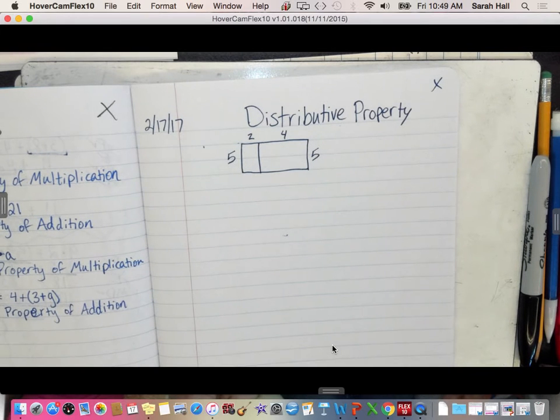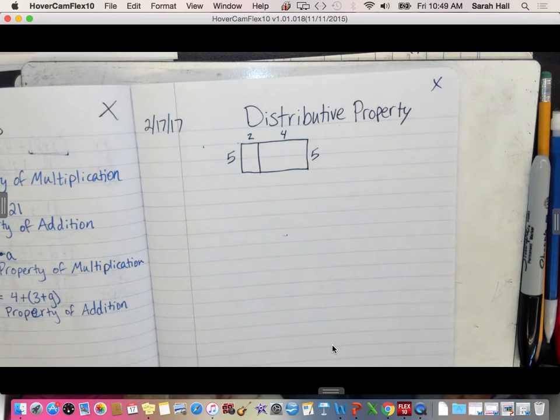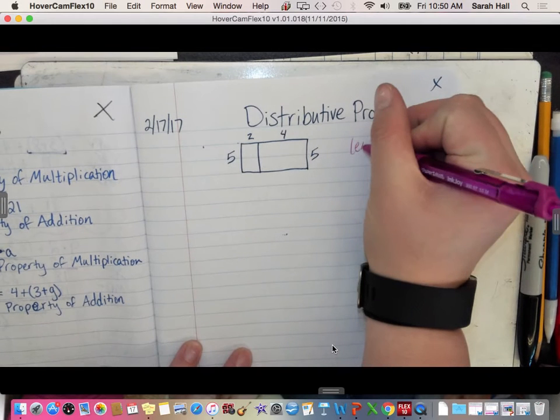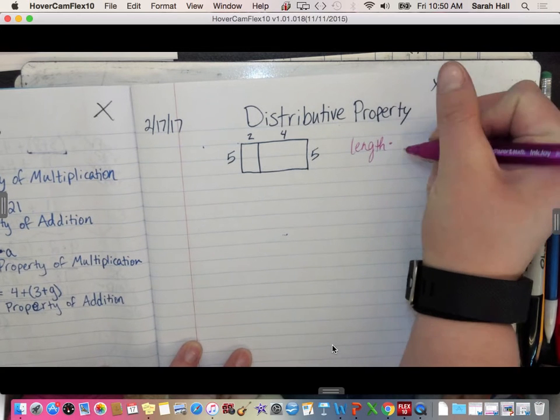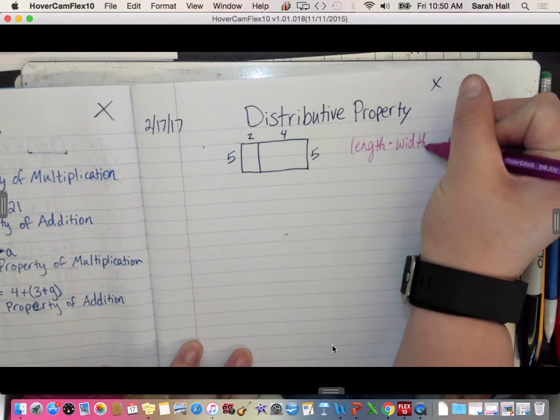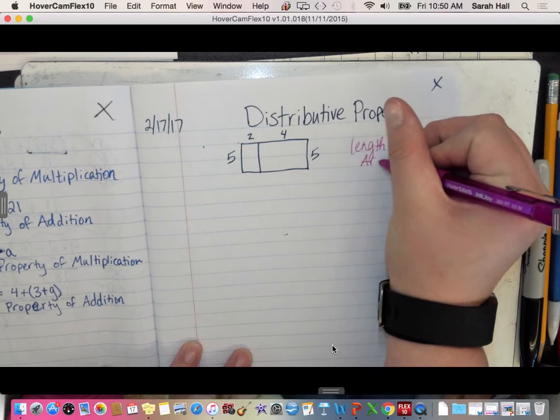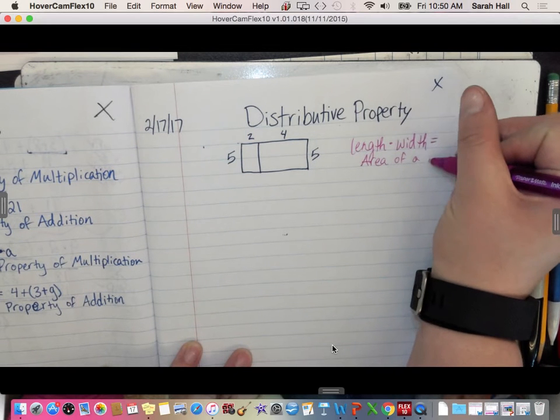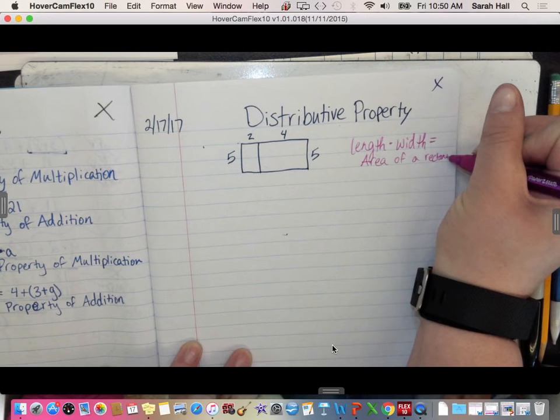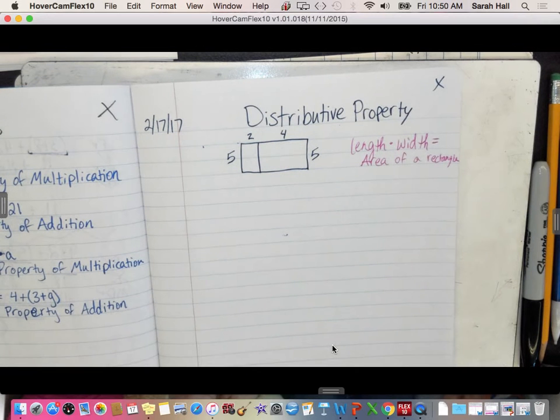How do I find the area of a rectangle? How do I find the area of any rectangle? Not this rectangle, but any rectangle. Jose? Okay, so in your journals write down length times width equals area of a rectangle. Length times width equals area of a rectangle.